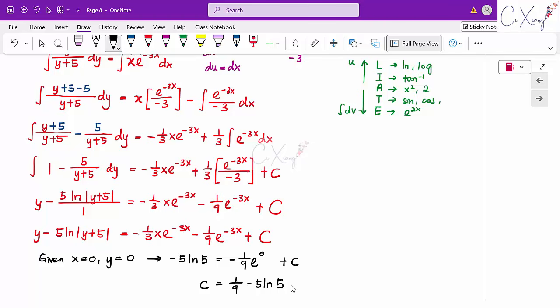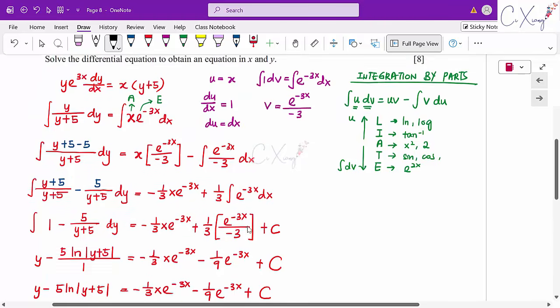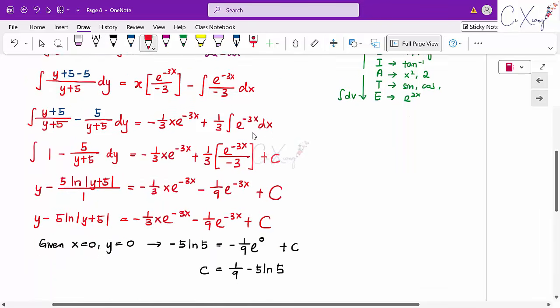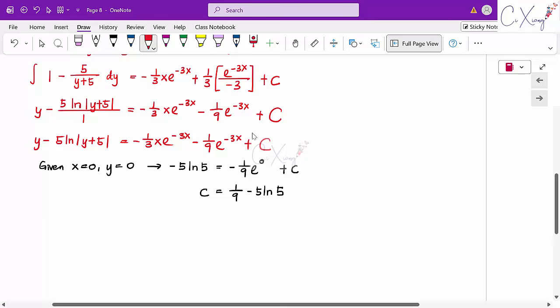All right, then we read through the question one more time. What do they want us to keep in our answer? Solve the differential equation to obtain an equation in x and y. They didn't mention x in terms of y or y in terms of x. Therefore, we just need to rewrite our solution one more time, only with the value of c.